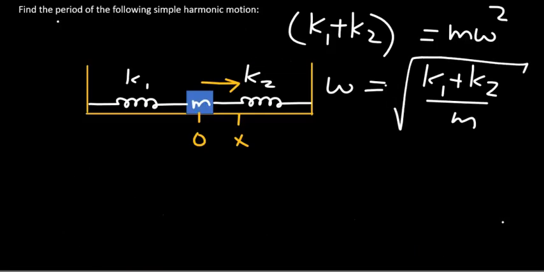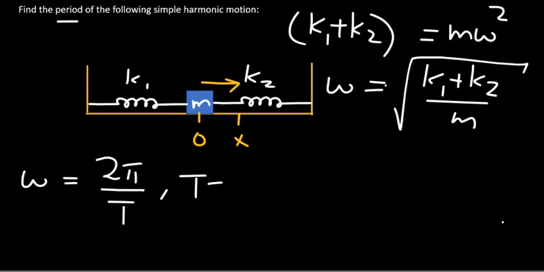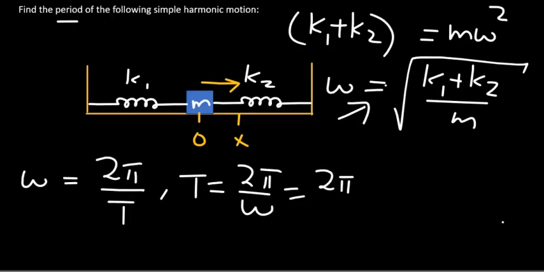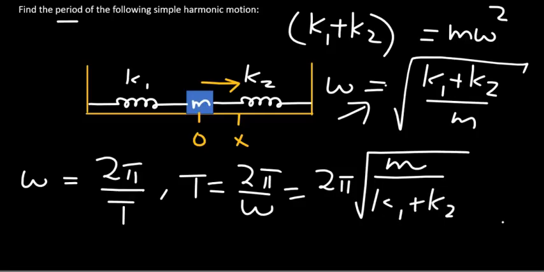However, we are interested in period. Angular frequency is related to period in the following manner: omega equals 2 pi over period. So that means period is 2 pi over angular frequency. So using the expression that we have just obtained for angular frequency, you get period for the system to be 2 pi times the square root of mass M over (K1 plus K2). And that's the final answer to this problem.